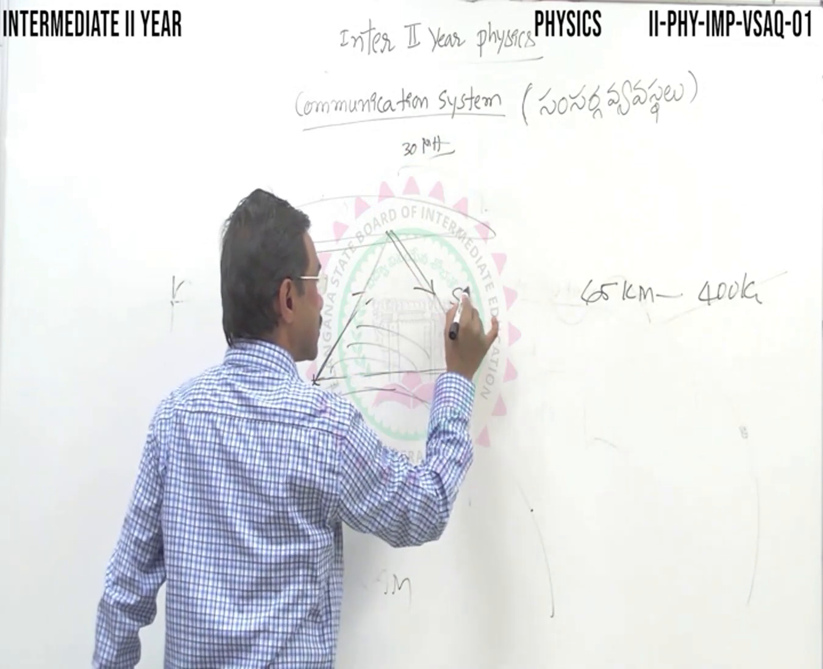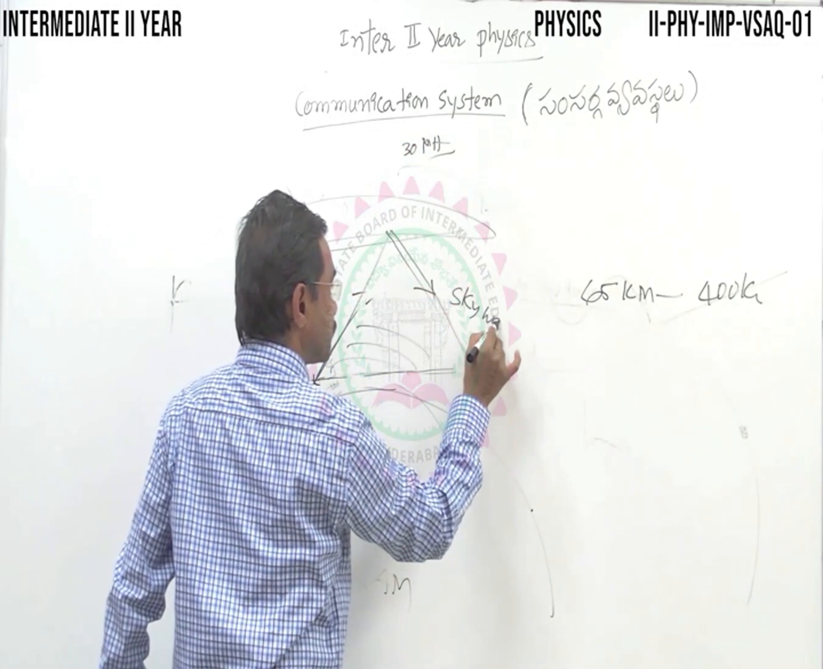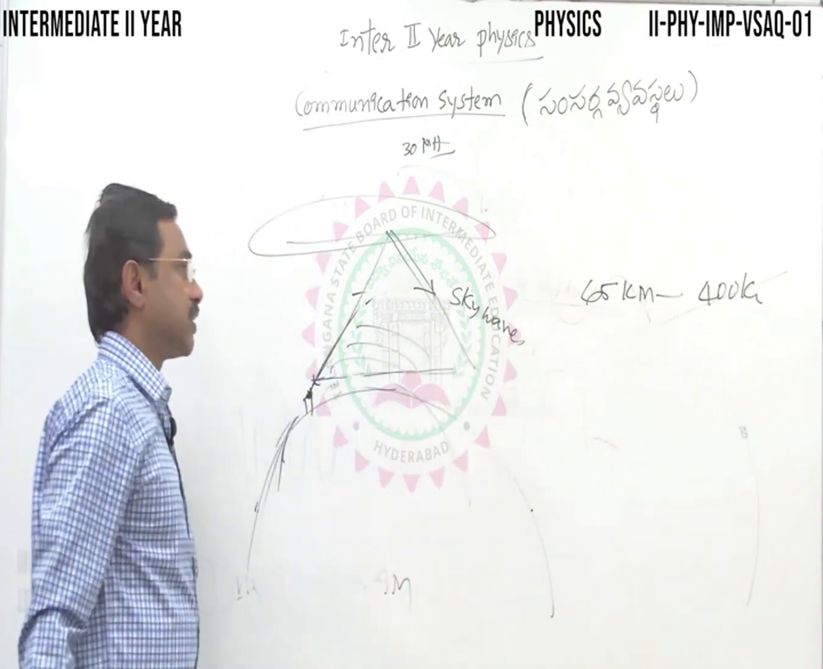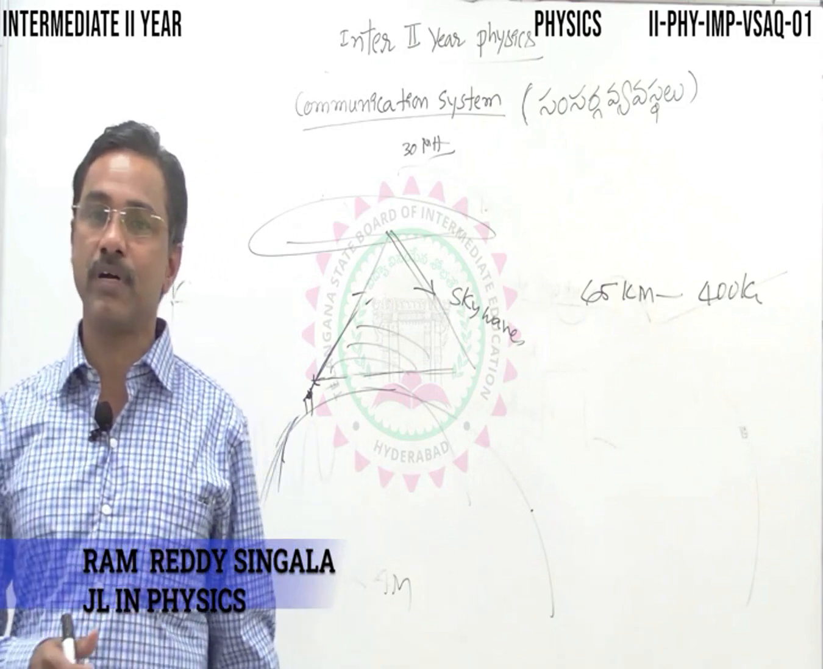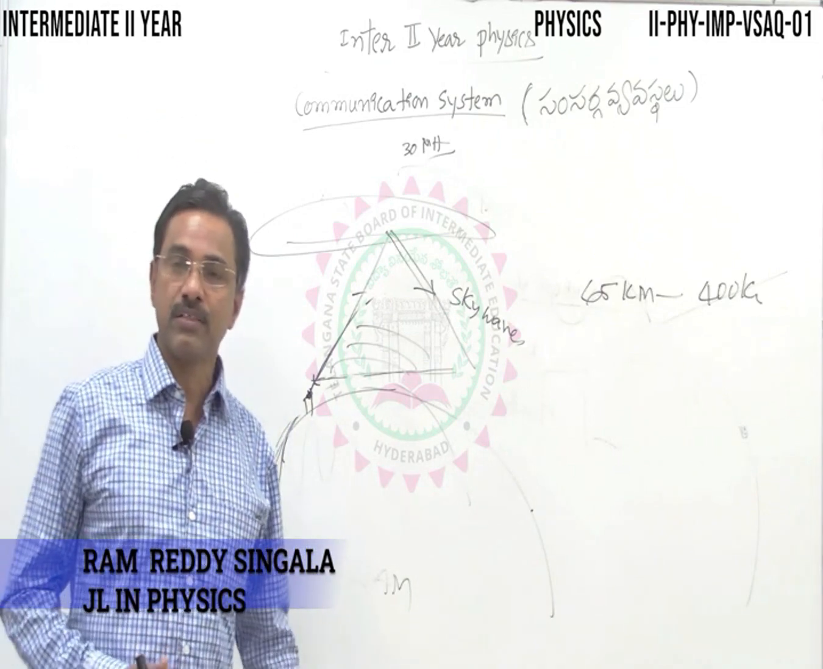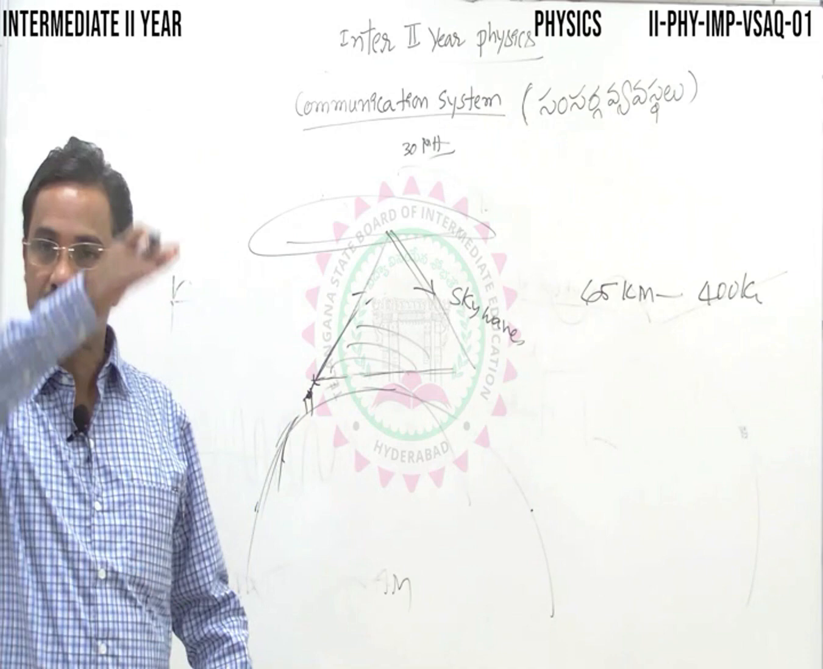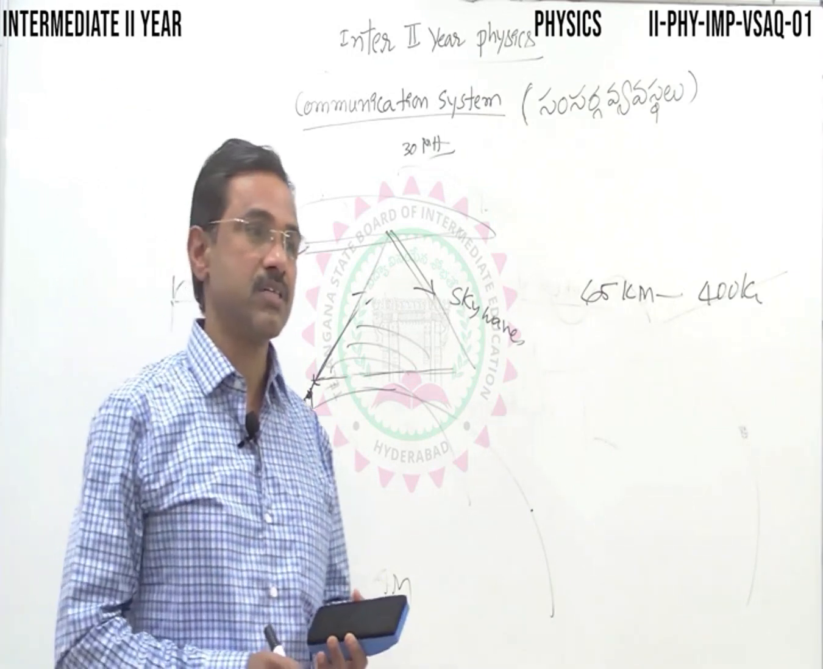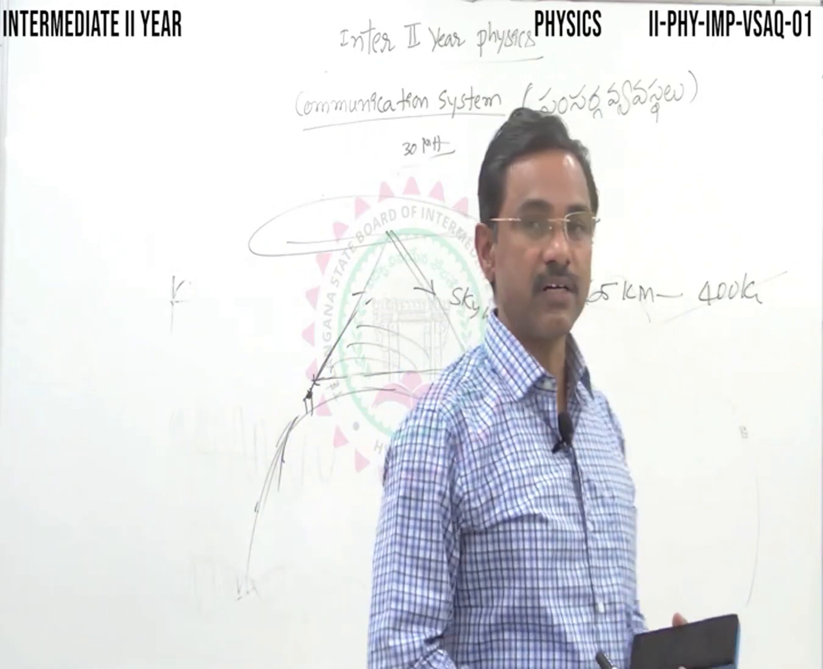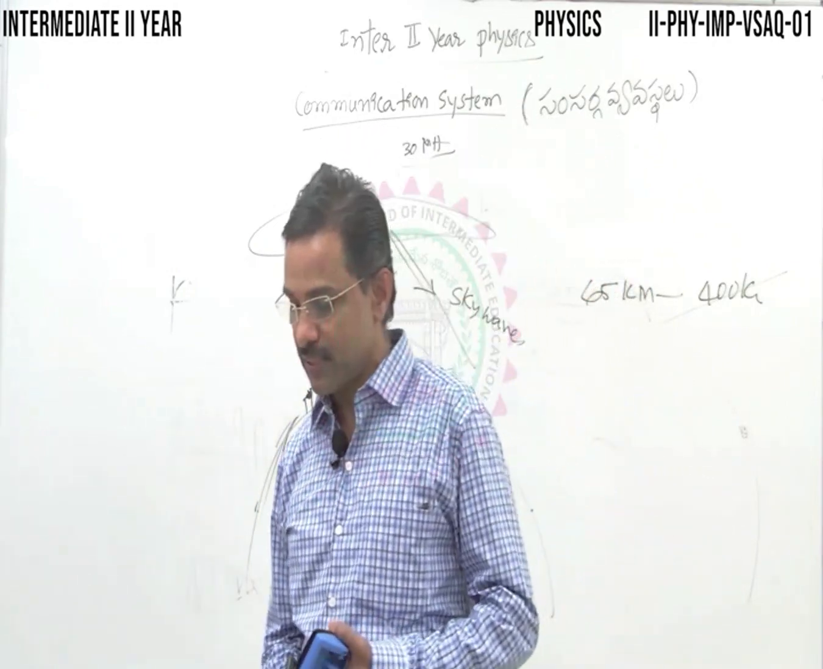These waves are called sky waves, right? So the electromagnetic signals or radio waves reflected by the ionospheric layer are called sky waves. They get reflected back towards the surface of the Earth. This is analogous, similar to the total internal reflection that you might have studied in optics.